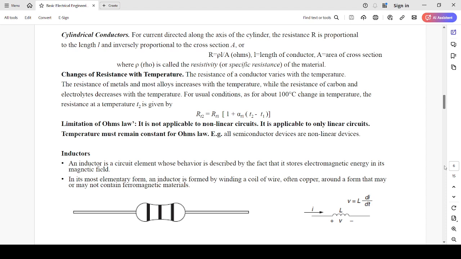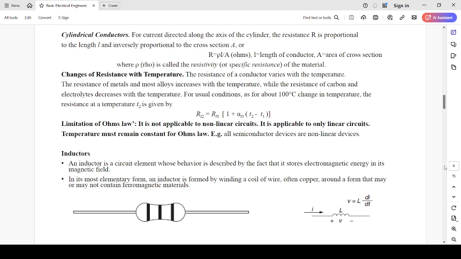Whereas in the case of semiconductors and insulators, the resistance is inversely proportional to the temperature. Inversely proportional means whenever the temperature increases, the resistance decreases. So the resistance of metals and most of the alloys increases with temperature, whereas the resistance of carbon and electrolytes decreases with temperature.